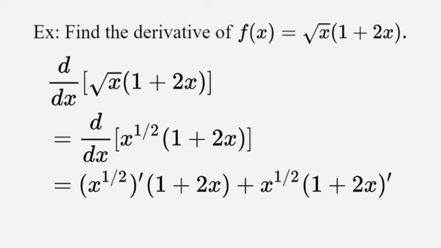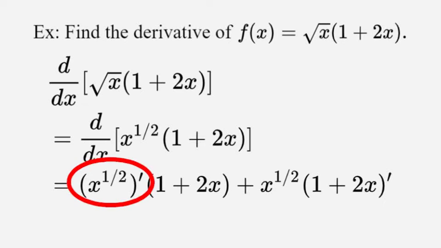And once again, the product rule is the derivative of the first function, which is the derivative of x to the 1/2, and then multiplied by the second function just left alone. And then we add to that the first function multiplied by the derivative of the second function. Now to finish this off, we have to actually take the derivative of those functions.